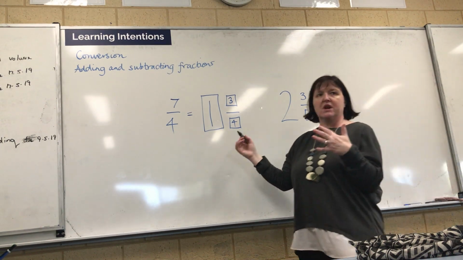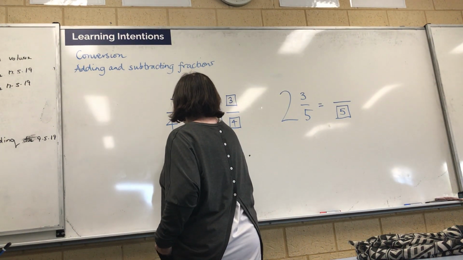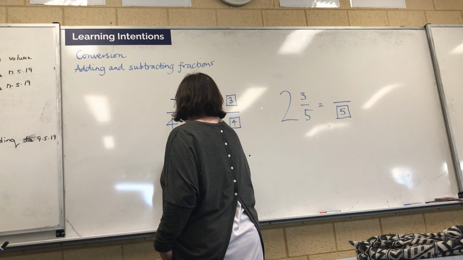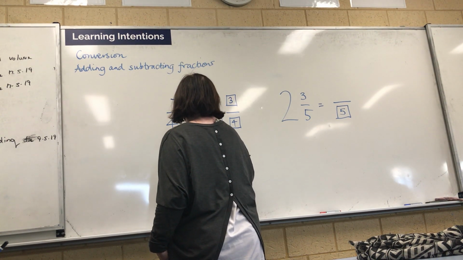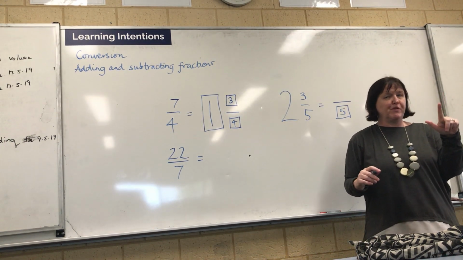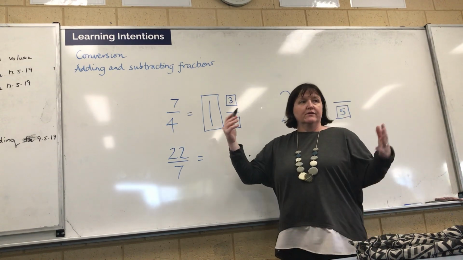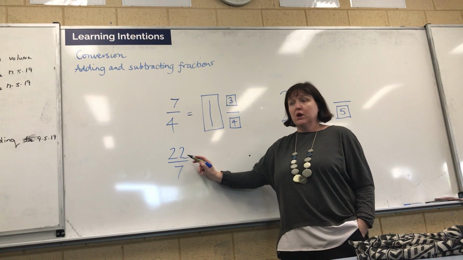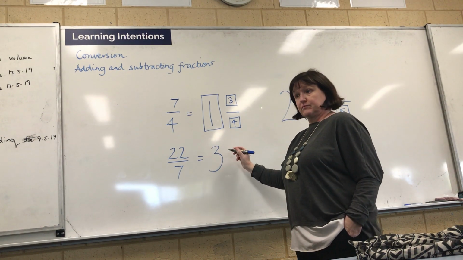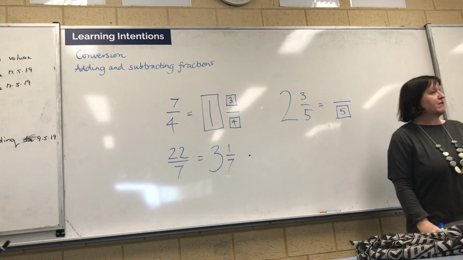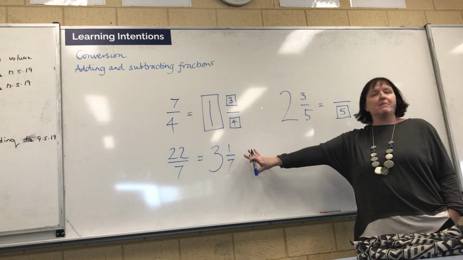Everyone happy with that? Do you want me to do another example? Let's try one that might need simplifying. Oh no, let's just do 22/7. So again, we're going to have a whole number and a proper fraction. Same process. How many 7s are there in 22? 3, remainder 1. Good. And then the denominator stays the same, so it's 3 1/7. Everyone remember how to do that?